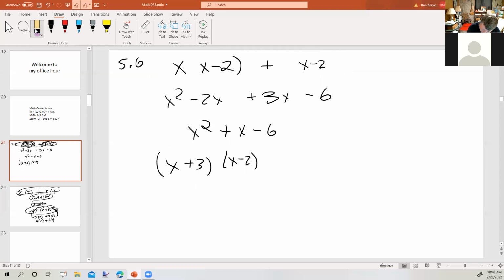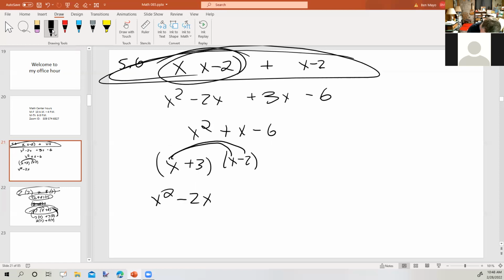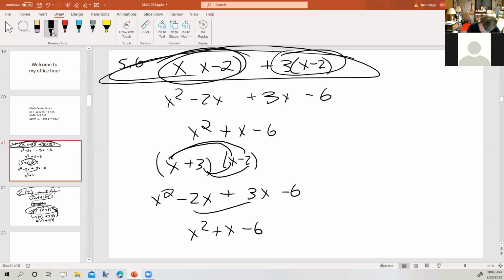Now, instead of doing it in individual pieces, oops, got the eraser still on there, we're going to do it all at once. We're going to take x times x times minus 2, which is what we did right there, plus 3x minus 6, which is what we did right here. So then combining like terms, I get that.